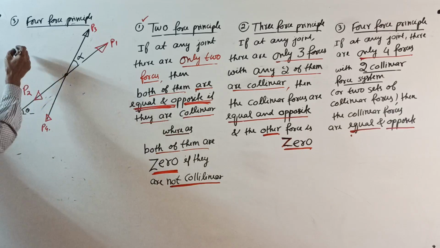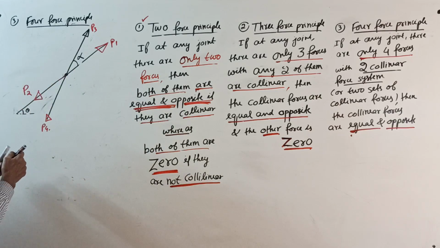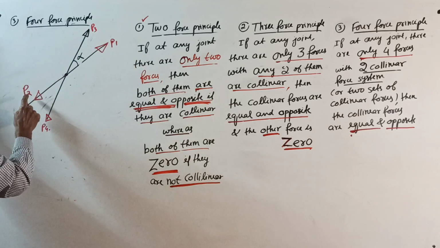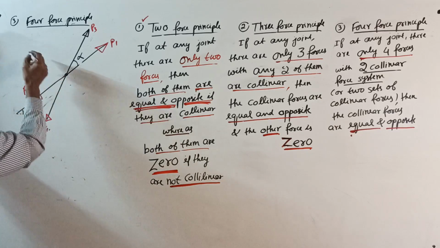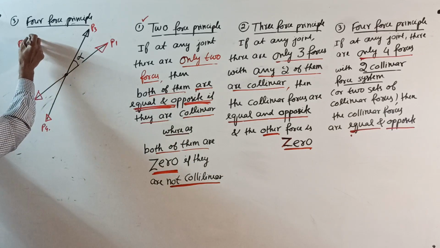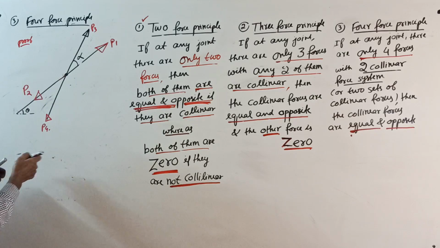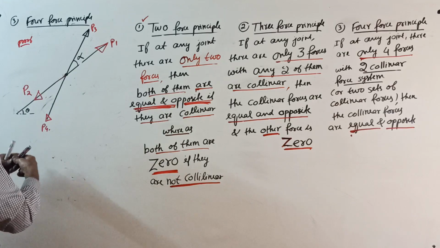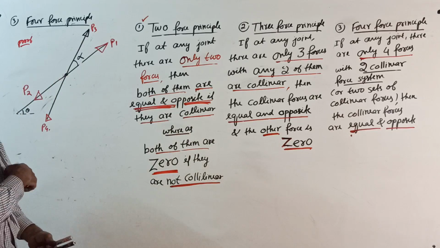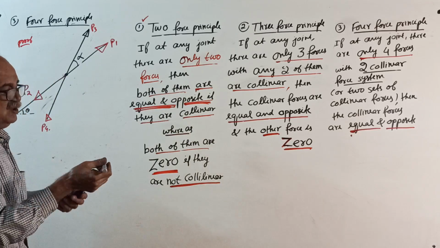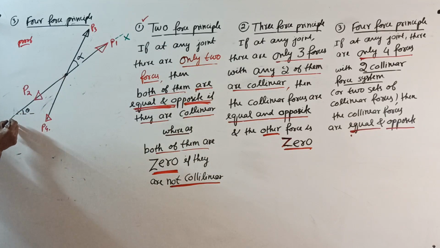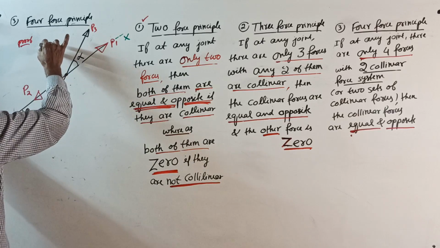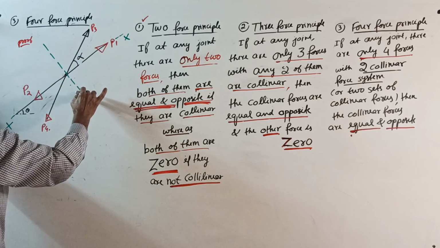Now proof. As per the theorem, P1 equal to P2, P3 equal to P4. For that, now the proof. When you want to prove, you write here. Now, write one more sketch. To save time, you should write one more sketch. Take this as XX and the perpendicular as YY.